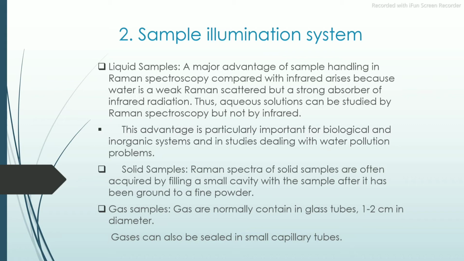Second, solid samples. Raman spectra of solid samples are often acquired by filling a small cavity with the sample after it has been ground to a fine powder. Third, gas samples. Gases are normally contained in a glass tube 1 to 2 cm in diameter. Gases can also be sealed in small capillary tubes.